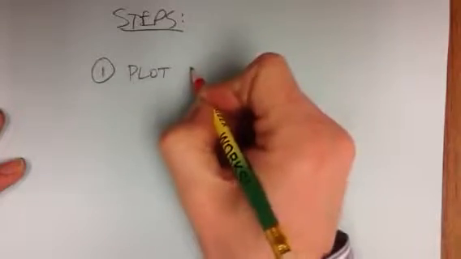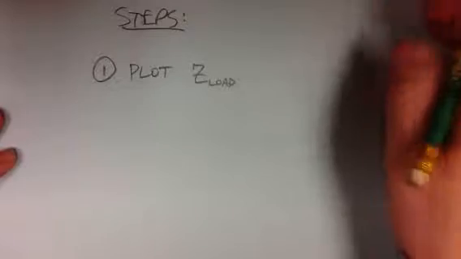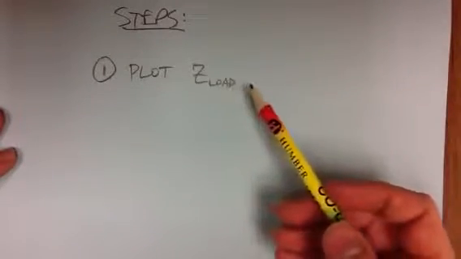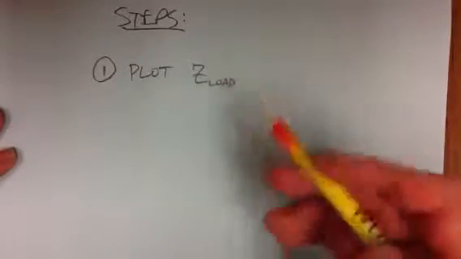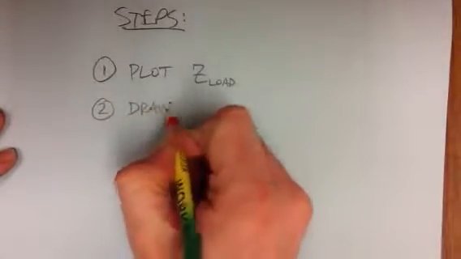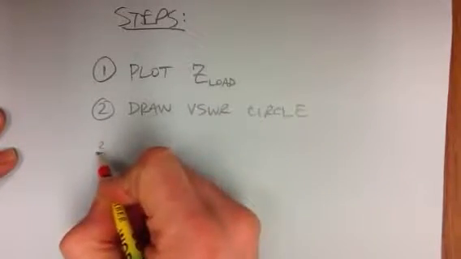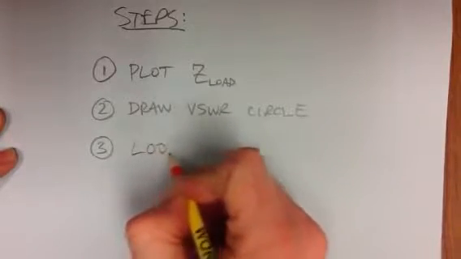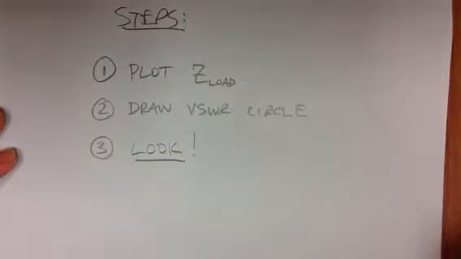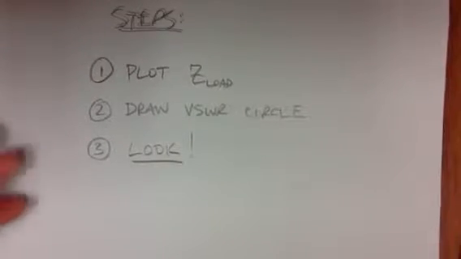Steps. If you know how to plot the impedance, do it. In this case we're talking about loads, so if you have an antenna and you want to find out what the VSWR of the antenna is, you plot the load impedance of the antenna, you draw something called a VSWR circle, and you look. Those are the steps. It doesn't get much easier than that. So I'm going to show you some examples and then you'll see how easy it is.